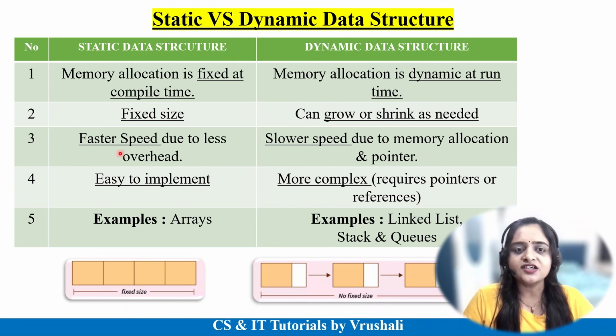Static data structure has a faster speed because it has a fixed size and less overhead. But dynamic data structure has a slower speed. It requires more memory allocation and pointers, because pointers point to the next address of particular information. So they require more memory and more pointers. That's why their speed is slow as compared to static data structure. So this is the basic difference between static and dynamic data structure.